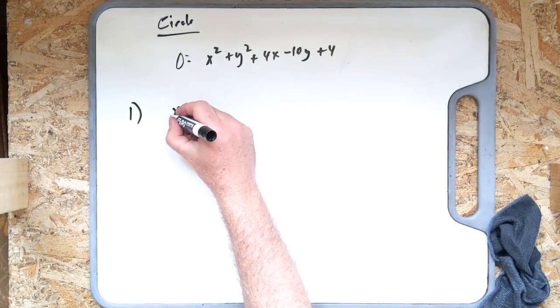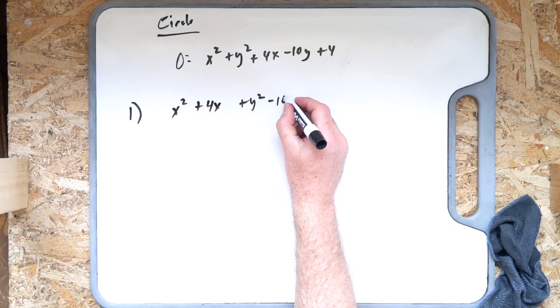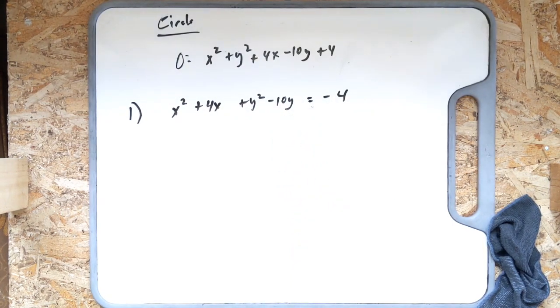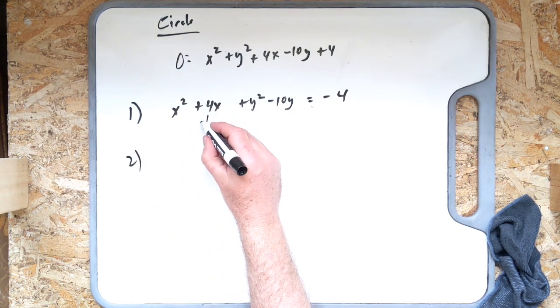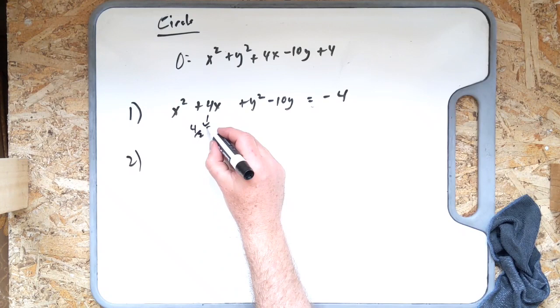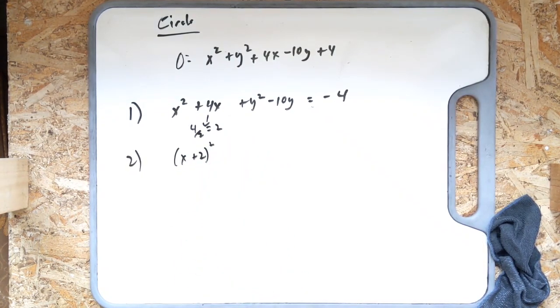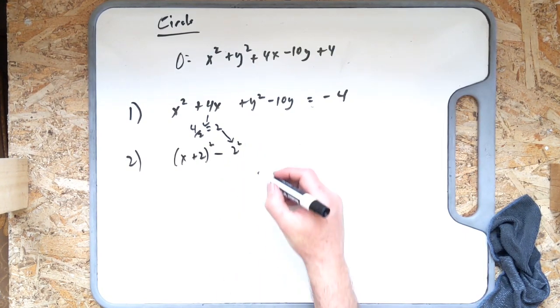Again, group the x's first. x squared plus 4x plus y squared minus 10y. Let me put the 4 on the other side. Complete the square on each. Take the 4 divided by 2, which is 2, and make that x plus 2 squared. And then subtract 2 squared, which is 4.